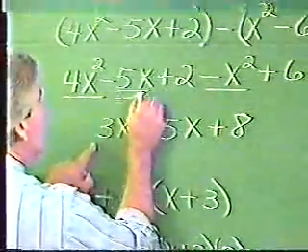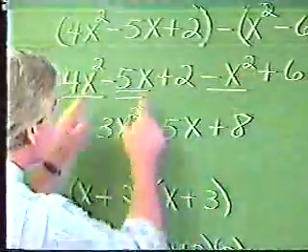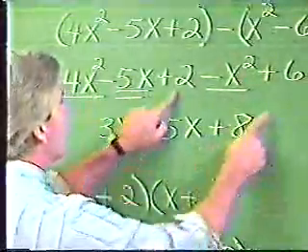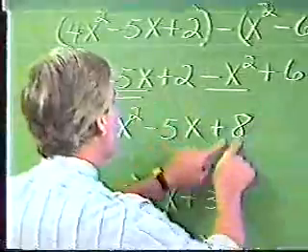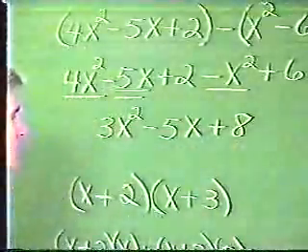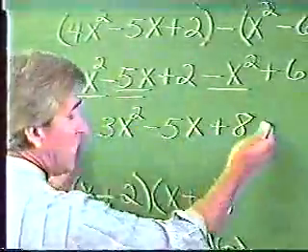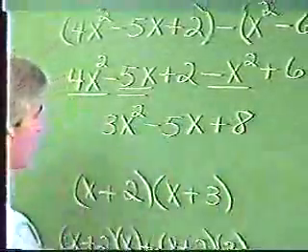This term has no other term that's like it, so we simply bring it down. And the constants, of course, are alike. We bring them together to get 8. We can't take this any further, or we can't simplify any further. These are unlike terms.